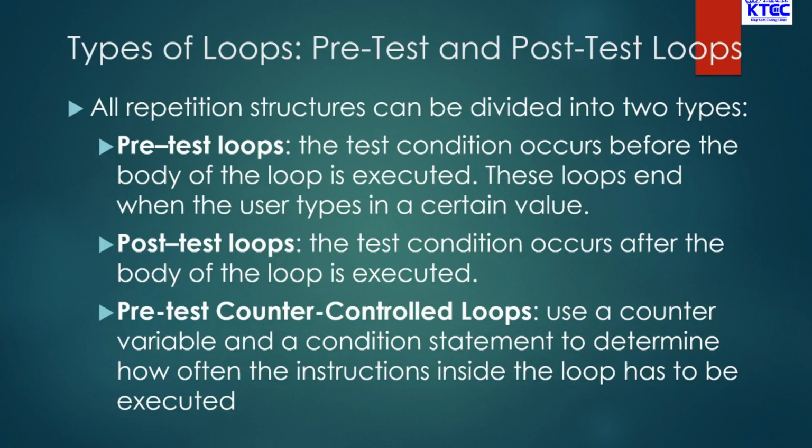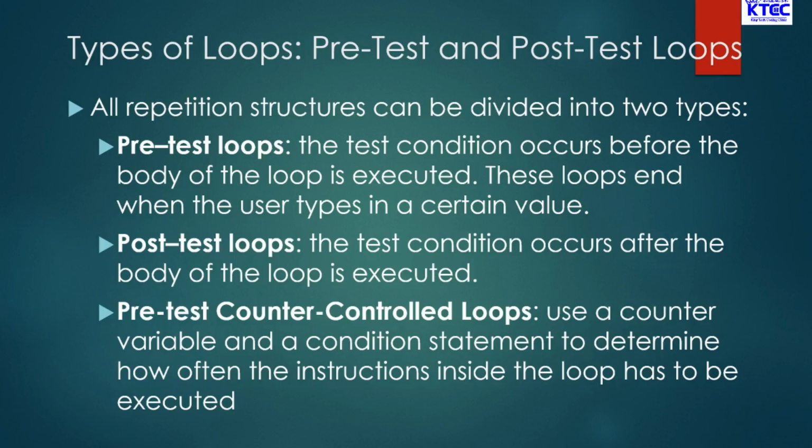So now let's look at the pretest counter control loops. Use a number variable and a condition statement to determine how often the instruction inside the loop has to be executed. Now with this, we have a number we call the counter control loops. With that one, you set a number which keeps counting as the repetition is going on, as the program is looping through. If it's up to that limit of that particular number, then maybe something should happen to the program. Maybe the program should end and display something like that.